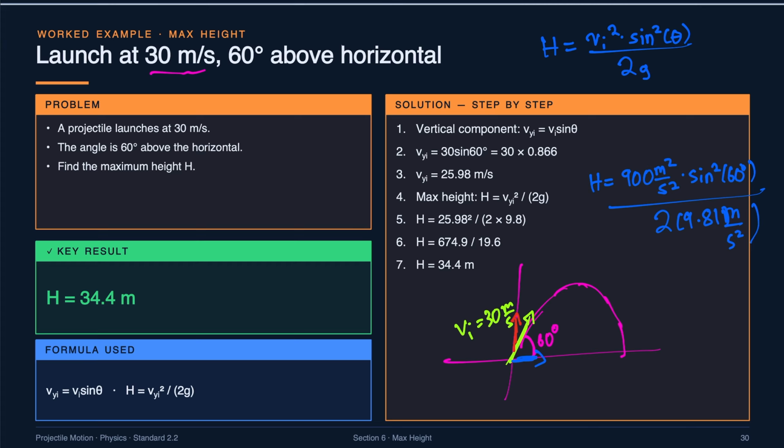900 times sine of 60 squared gets me to 675. And then that divided by 2 times 9.81 gets me to approximately 34.403 meters. Pretty straightforward, right?